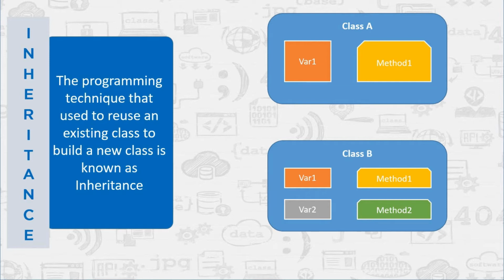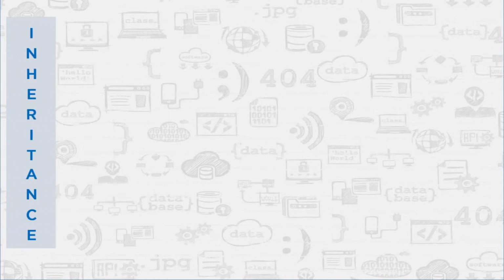Now the question arises, do you have to write the same code which we have written in class A again? No, this is where inheritance comes into the picture. We can inherit class B from class A and use all the attributes and methods of class A. In this manner, we can make our code reusable. Now, let's see different modes of inheritance.